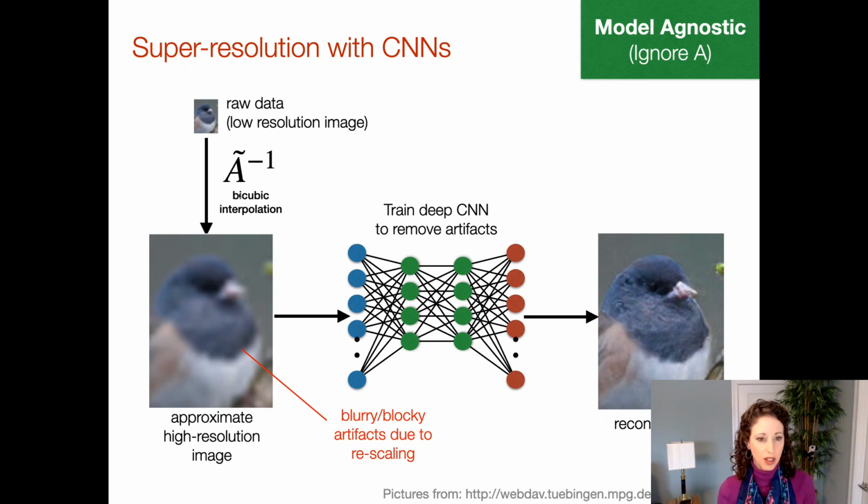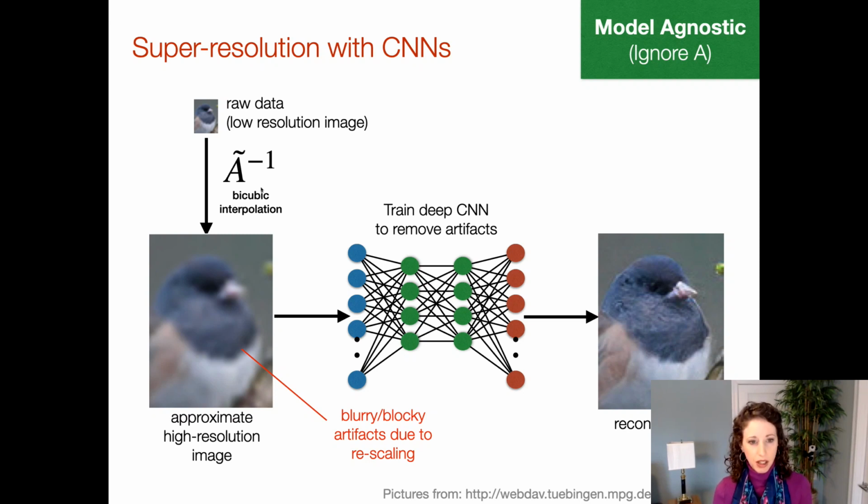In this context, we might just use bicubic interpolation to get an initial coarse high resolution image, and then use a trained neural network to remove different blocky or blurry artifacts in that bicubic interpolation, so that in the end we get high quality, high resolution reconstructions. There's a number of different papers within this category, and what we can see is that detailed information about A is not used anywhere. We only use this coarse initial estimate right at the beginning.